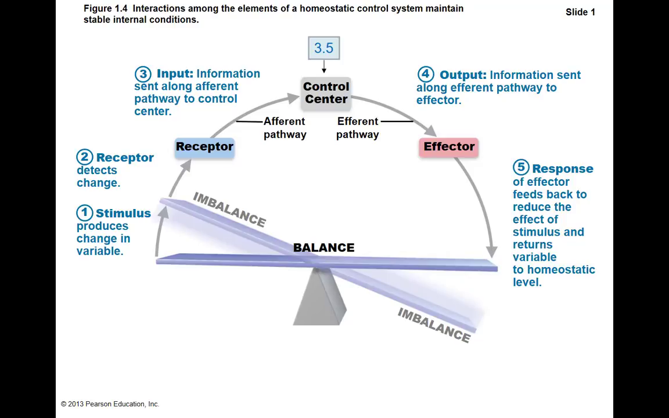Afferent, I always think A for afferent, because afferent, only one letter different. A is for approaching, because it's approaching the control center. The brain says, we need to shiver, or we need to have goosebumps. And it will send that information through the efferent pathway, or the output pathway, E for exit, to the effector organ. In this case, it was muscles. And the muscles are going to do some type of response. So that's what's happening, and this is happening all over your body, in everything you're doing right now as you're sitting there.